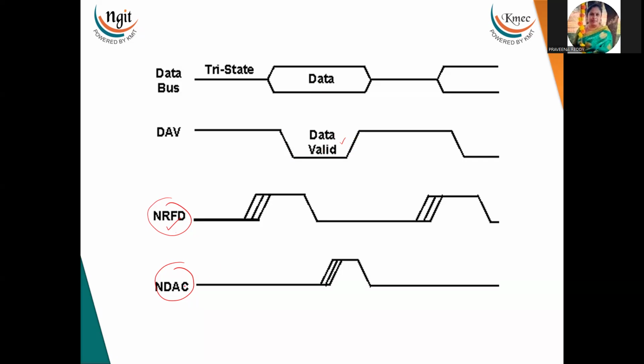Now if the NDAC signal is low, it means ready to receive the data. After receiving the data, once the listener has received it, it will make this line high, thereby the data is received. Till the last listener makes this line high, only then the next byte will be placed on the data bus. This is how the data transfer takes place by using the 3 handshaking signals.